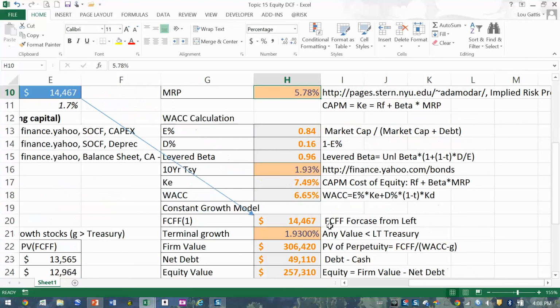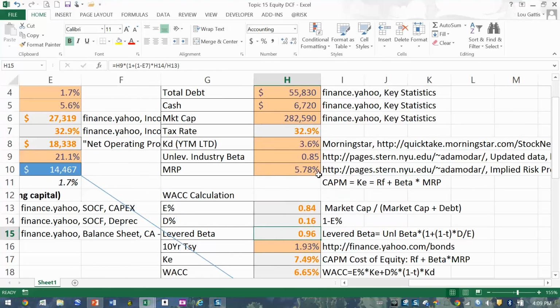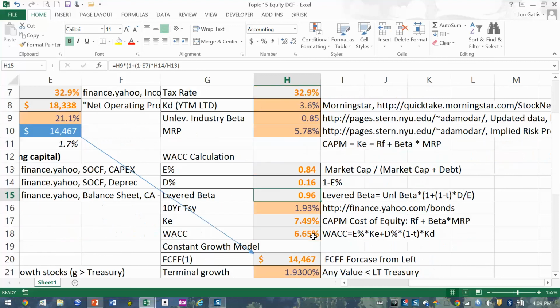Now I'm ready to calculate WACC. I know my equity percent would be my market cap of equity divided by debt plus equity, and my value of debt from the balance sheet over debt plus equity. I calculate beta, Walmart's beta, assuming it has the same business risk as the general industry. However, I multiply that times 1 plus the after-tax debt-to-equity ratio. So Walmart's equity beta, I'm going to assume, is going to be 0.96.